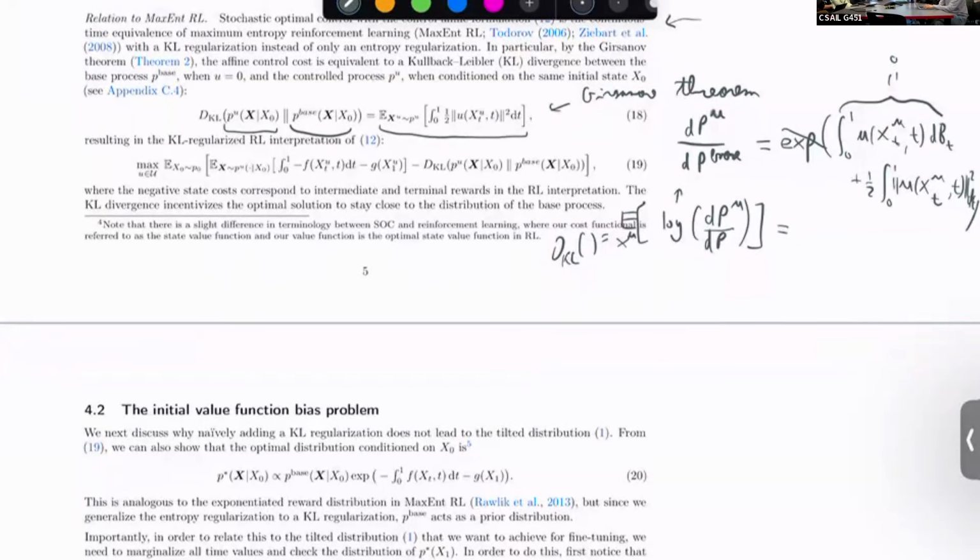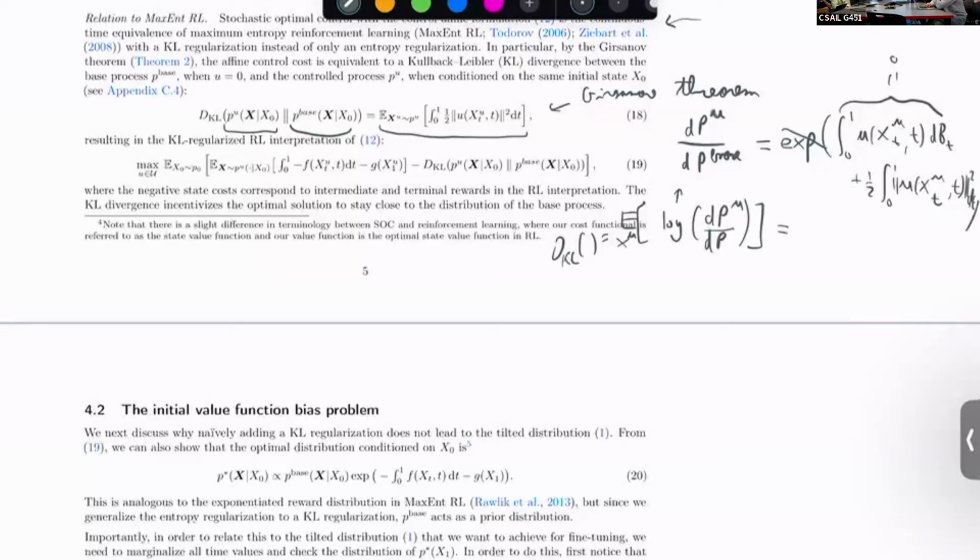So how do you go from 19 to 20? This is a very simple exercise, and it is a very general fact for KL regularized problems. When you regularize an object, like the expectation of something, with the KL, the optimal distribution satisfies this property. So if I use 19 as my training objective, I will end up sampling 20.